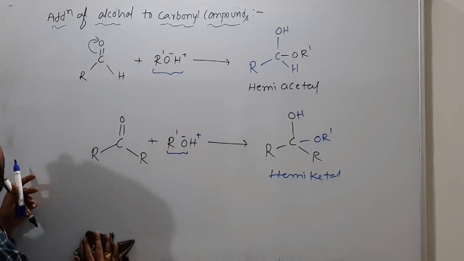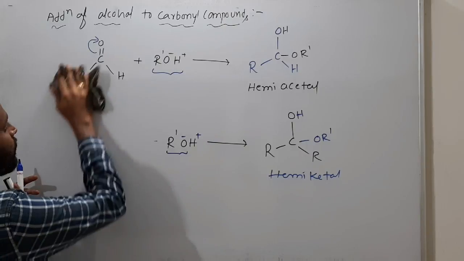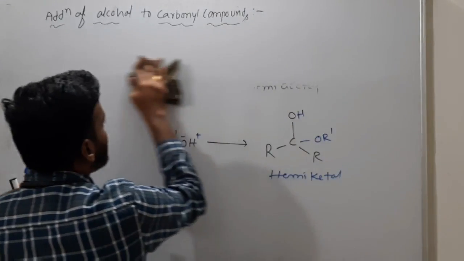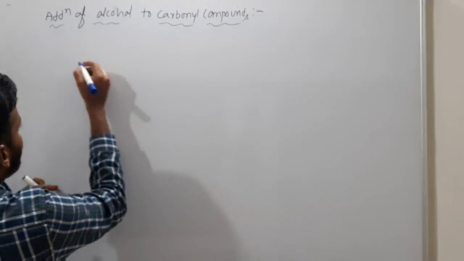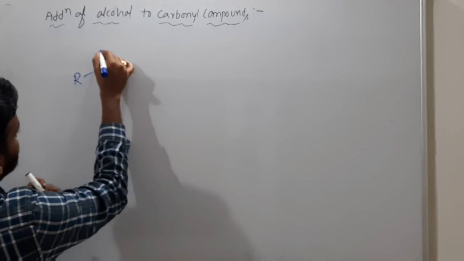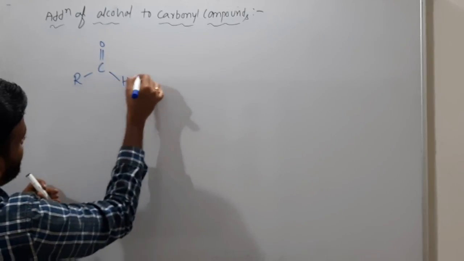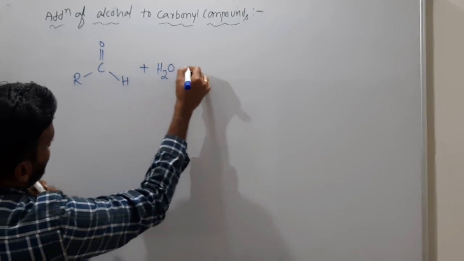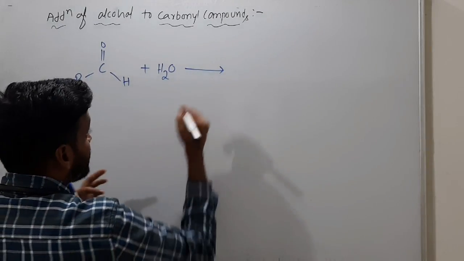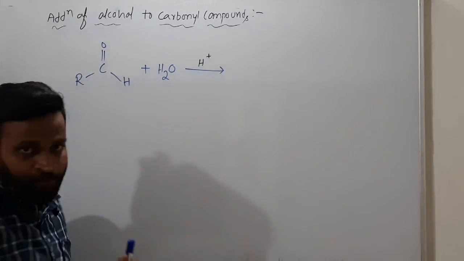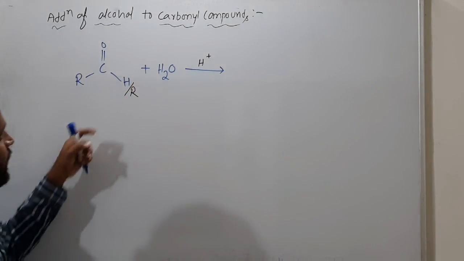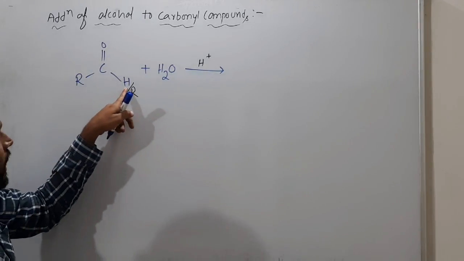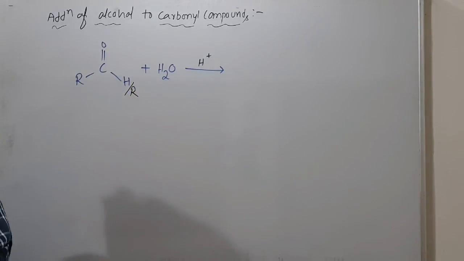Addition of water also takes place. Let's see the reaction now. Addition of water to aldehyde, so simply two hydroxy groups you will have at the carbonyl carbon. Suppose you are having R, C and double bond O and H. For this I am adding H2O, but in presence of acid only it happens. So H plus. This can be H or R. As I said, if it is hydrogen, aldehyde. If instead of hydrogen there is an R group, that is ketone.